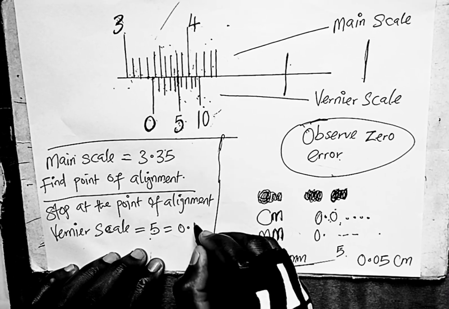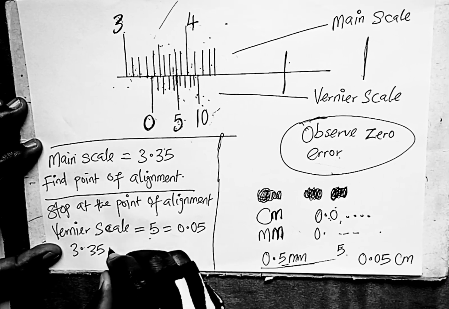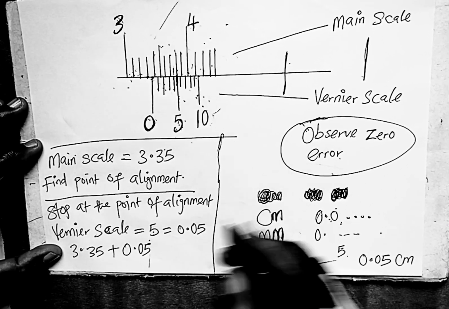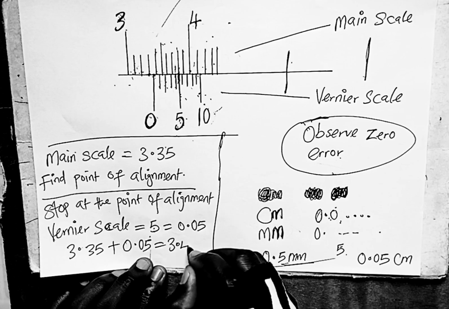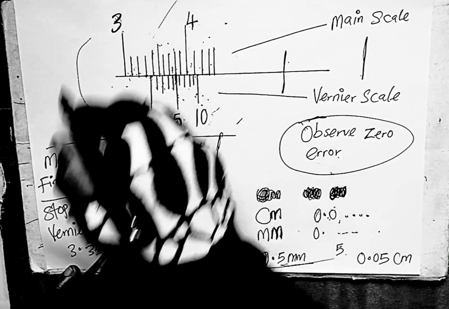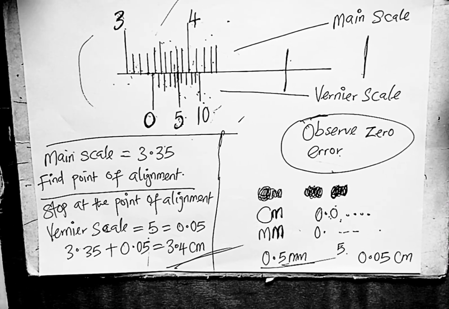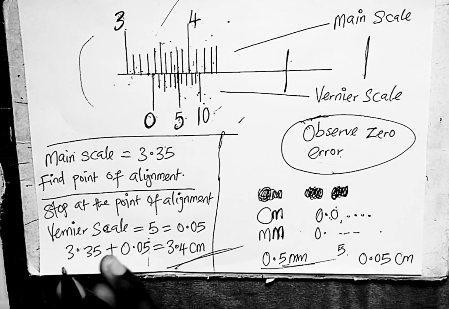So equal to 0.05. Okay, so we add the two. 3.35 plus 0.05 to get the final reading. That will give us what? So 3.4 centimeters. Okay, so this is the final answer. So this is the reading of this Vernier caliper. So go online and find questions on the Vernier caliper and test what I just taught you.